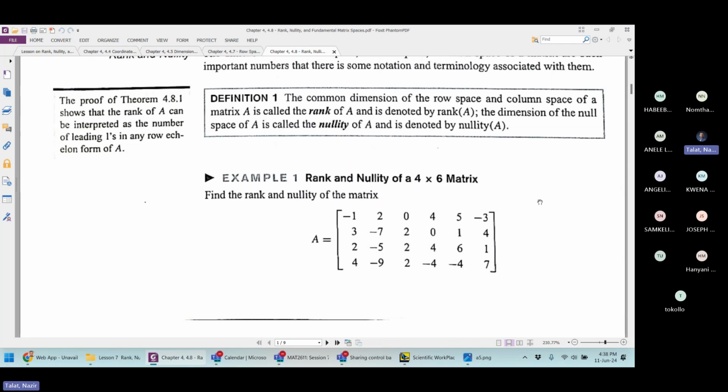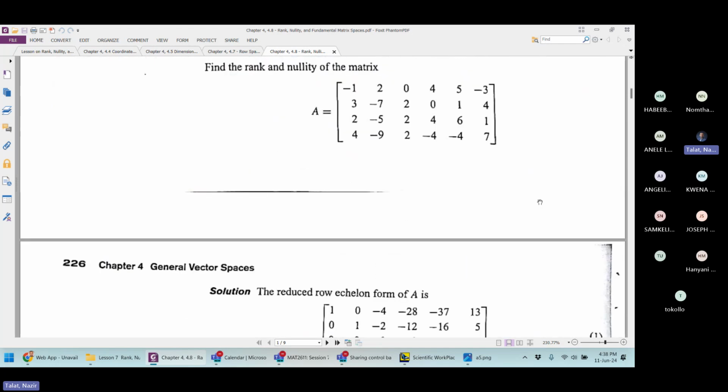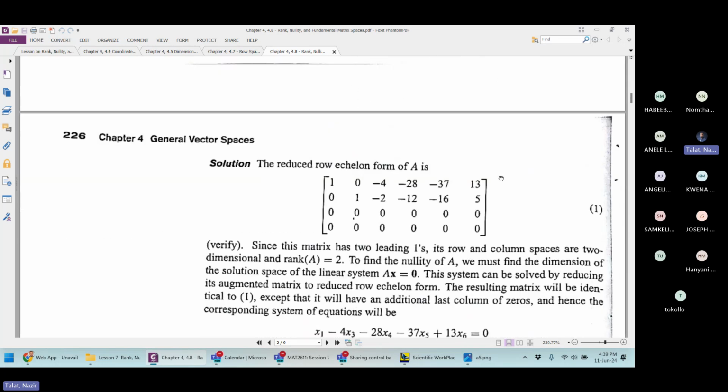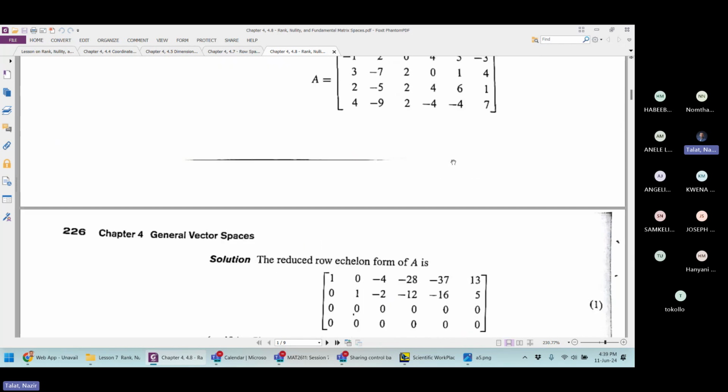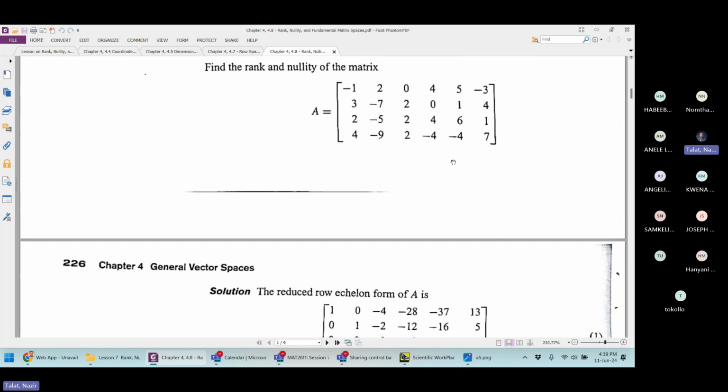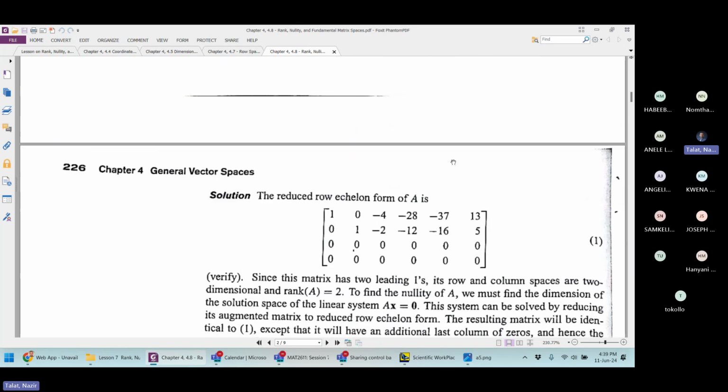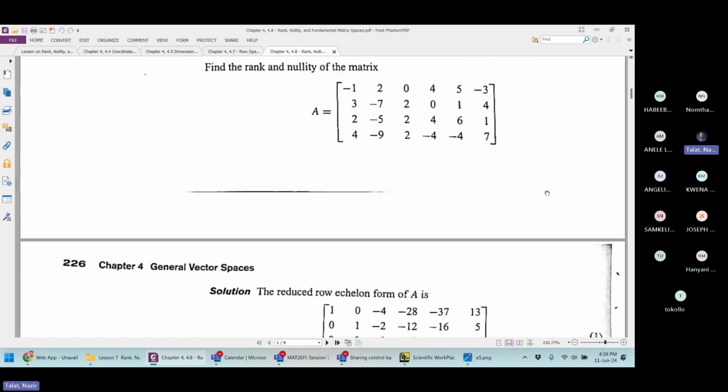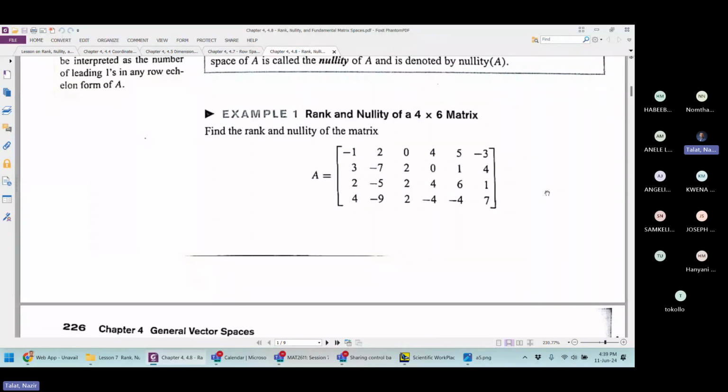So if we have this matrix, we apply elementary row operations to check how many rows are linearly independent or how many rows are non-zero. If you apply elementary row operations or reduce to row echelon form, you will get these two rows. It means there are two rows which have the leading ones, or two rows which are non-zero. So the dimension of the row space is 2, hence the rank is 2. The rank you can also find in a short way: you can see how many non-zero rows there are in an echelon form.